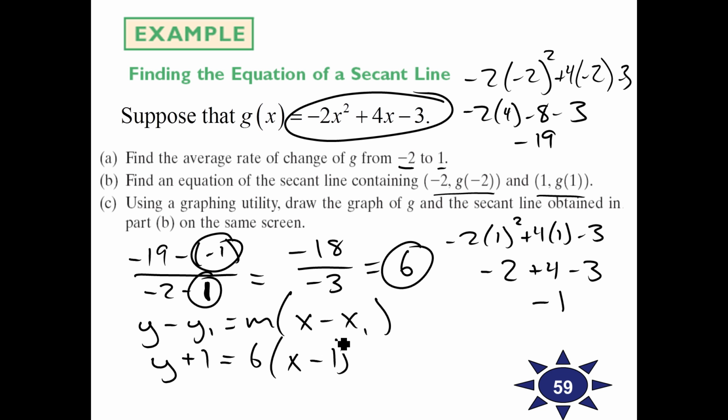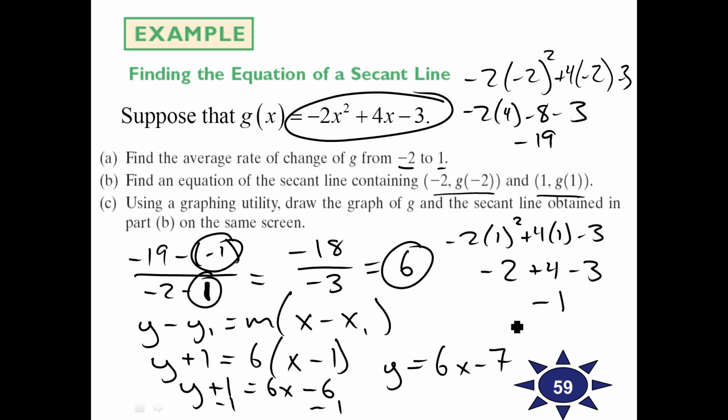And so we could leave it like that if we want a point slope. If we wanted slope intercept, we could clean it up. y plus 1 equals 6x minus 6. So y equals, we subtract the 1 from both sides, 6x minus 7.